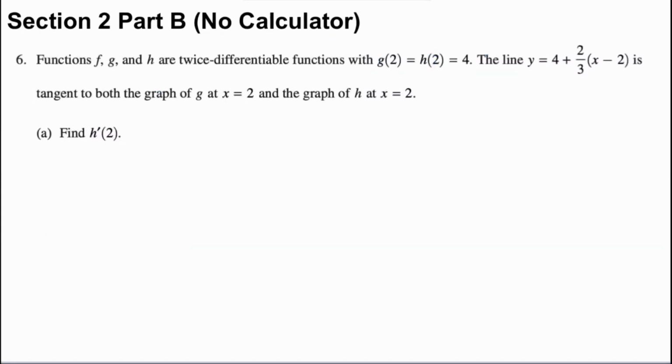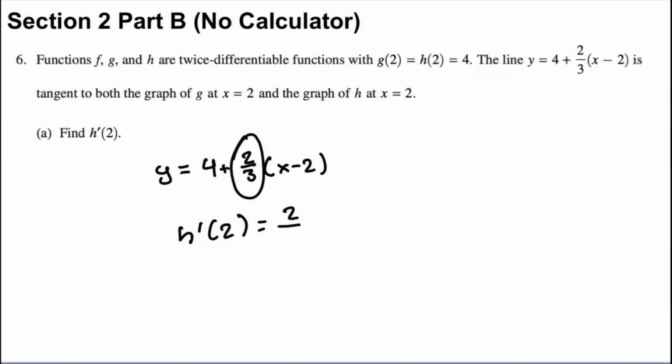This is not a long stem, but I do find this question to be quite tricky if you are caught off guard. So we're going to find h prime of 2. This is kind of a gimme because you're given the tangent line, y equals 4 plus 2/3 times (x minus 2). And obviously the slope of the tangent line is equal to the derivative at that point. And so the slope of this is 2/3. So h prime of 2 is equal to 2/3. Kind of an easy question after the long, laborious tasks of question 5.